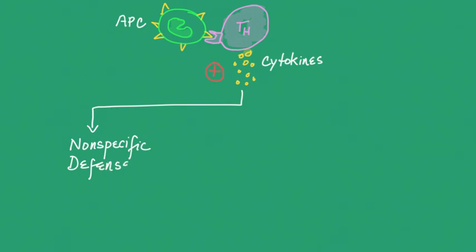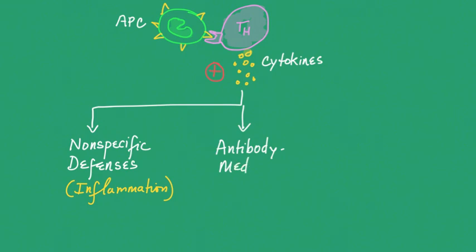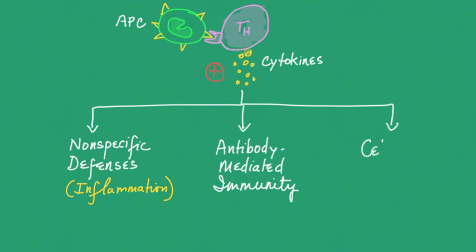system. It enhances non-specific defenses such as inflammation. It also gives permission to the B lymphocytes to make antibodies. So it enhances antibody-mediated immunity. The helper T cell also enhances cell-mediated immunity.